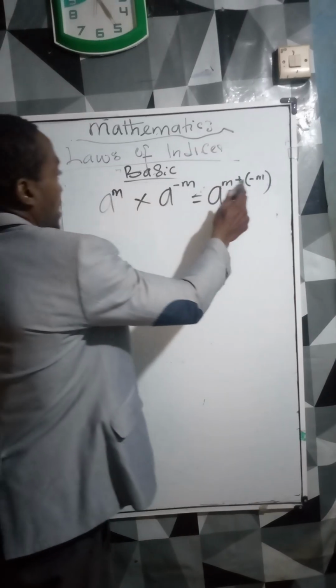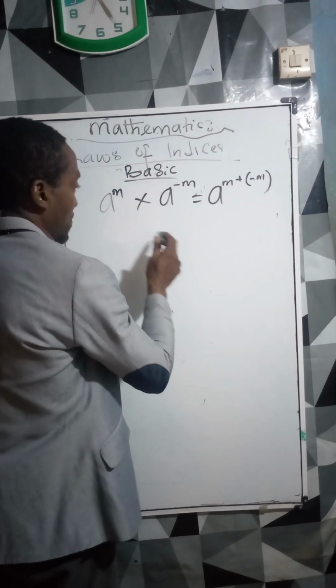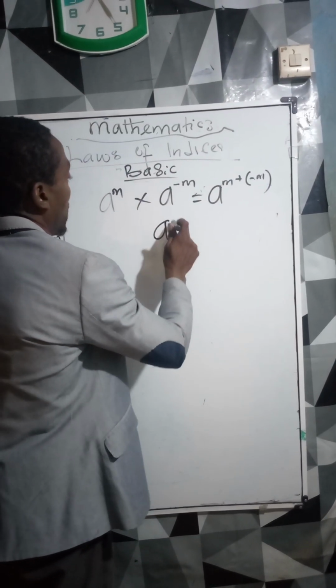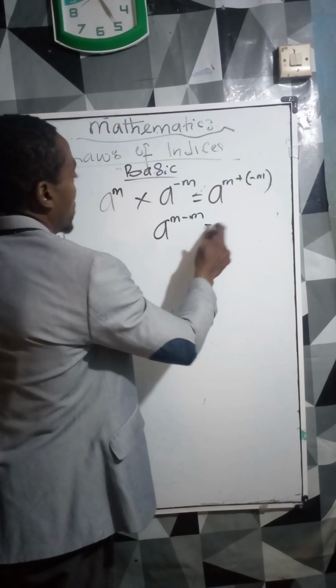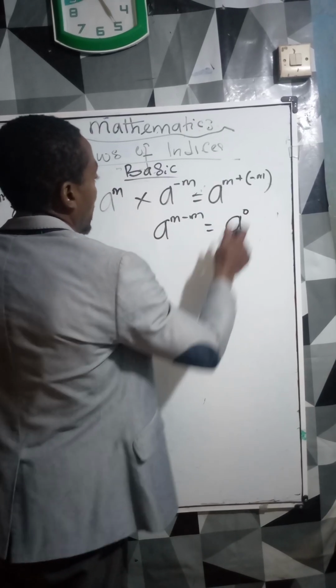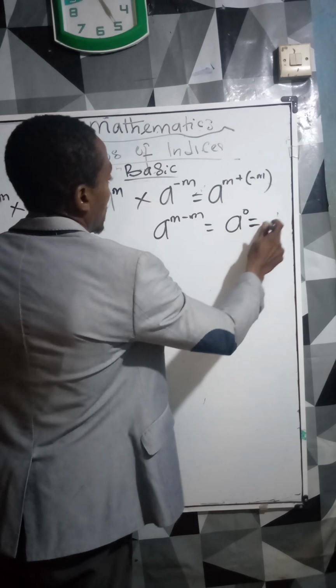So minus times plus is minus. Minus is stronger than plus in mathematics. So we have a raised to power m minus n. m minus n is equal to what? a raised to power 0. Anything raised to power 0 is what?